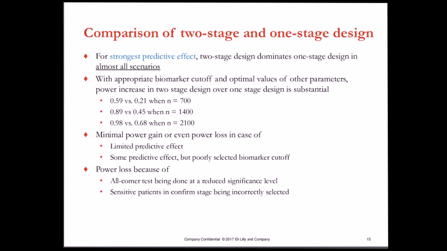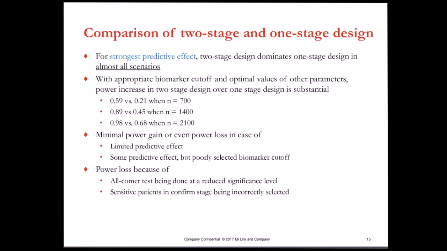Let's go to page 15. Here are some numerical comparisons between the two-stage design and the conventional one-stage design. In case we have a very strong biomarker predictive effect, the two-stage design is a no-brainer as it dominates in almost all scenarios. When the median biomarker cutoff is used and the optimal values of other parameters are selected, the power gain is really substantial regardless of the sample size.